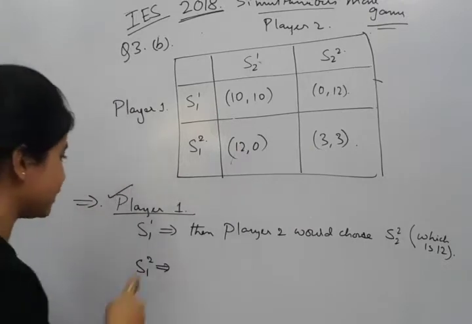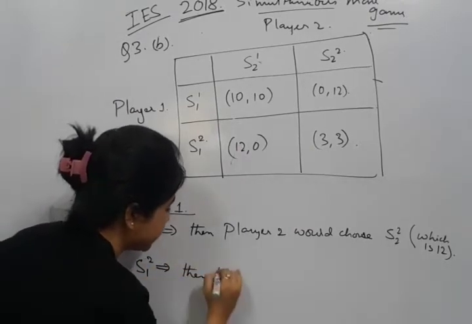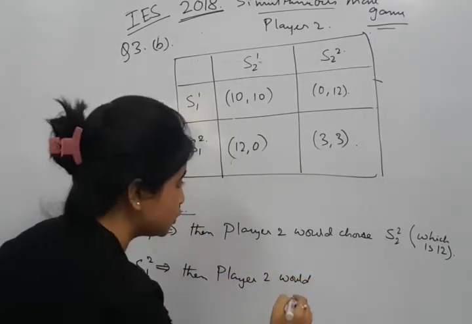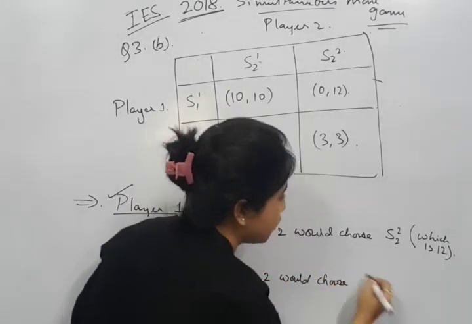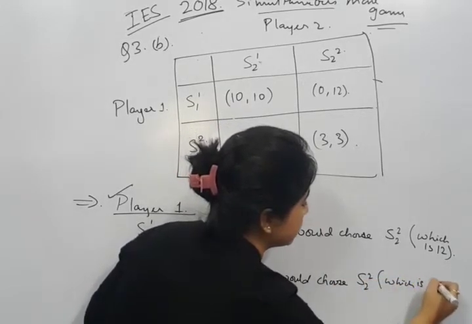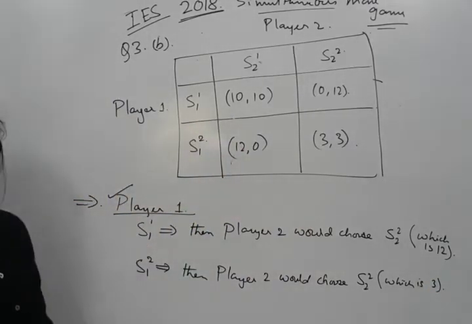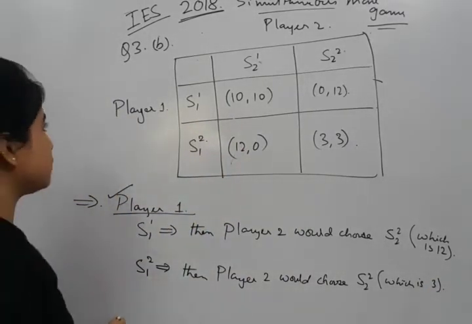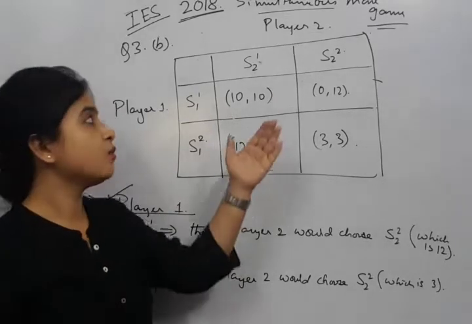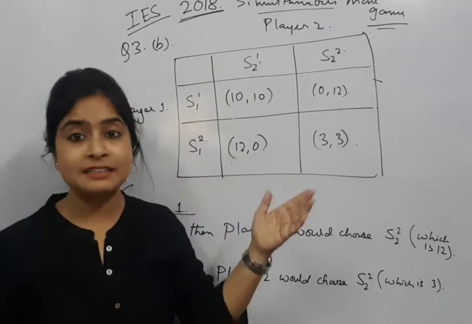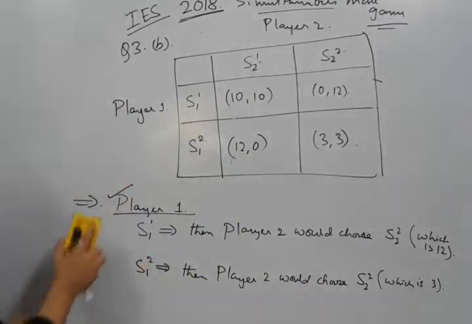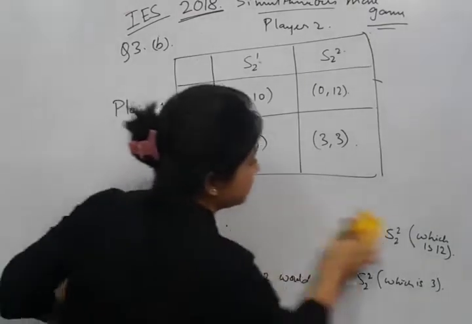So writing it, player 2 would choose again S22, but this time it is equal to 3. Alright. So the player 1 portion we have done. Now we have to repeat the same step from the perspective of player 2. So erasing this part.